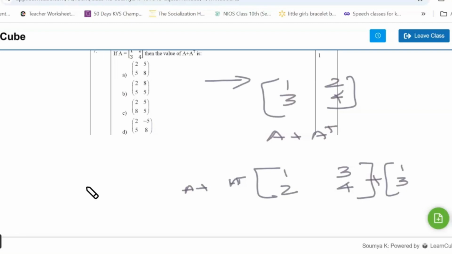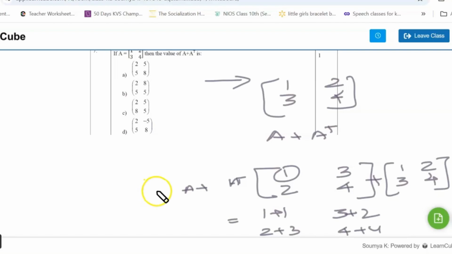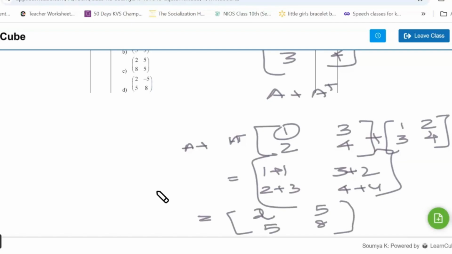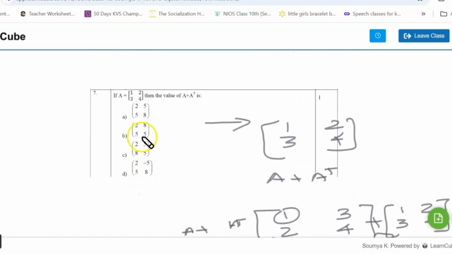of A to A transpose. So the final answer will be 1 plus 1, 3 plus 2, 2 plus 3, 4 plus 4. So corresponding elements will get added. Final answer will be 2, 5 here and 5 here and 8. 2, 5, 5, 8. Option A is the correct matching option to your first question.